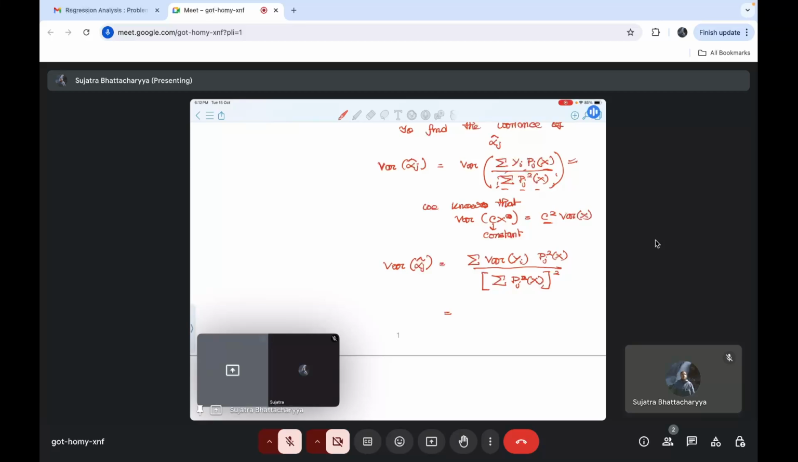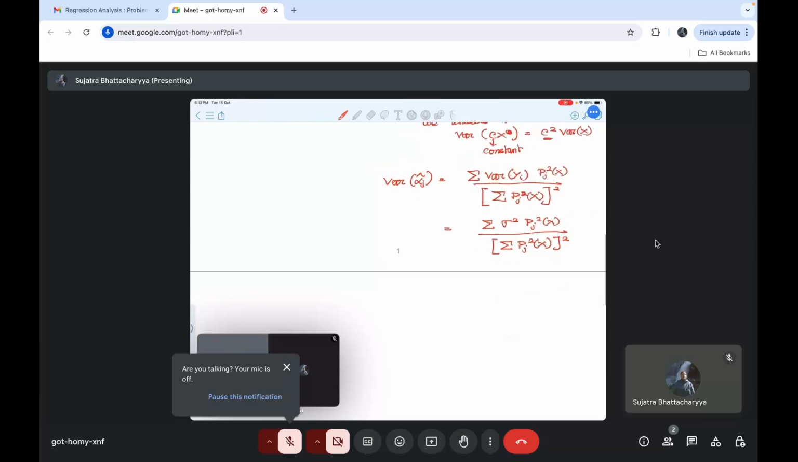Okay, what is now the variance of y? Variance of y is sigma square, which will be the same for all. So it will be the summation of pj square x divided by the entire thing which we have got, pj square x whole square. Correct. So sigma square can be taken out from the summation. This will be pj square x in the numerator divided by summation pj square x whole square.